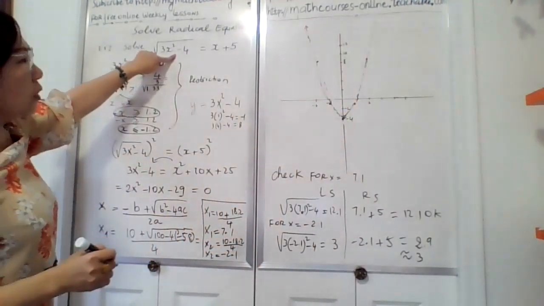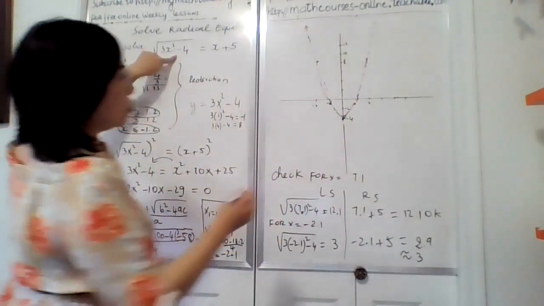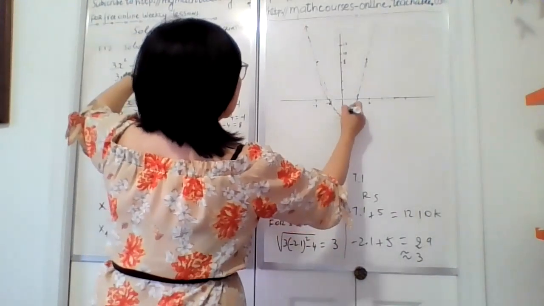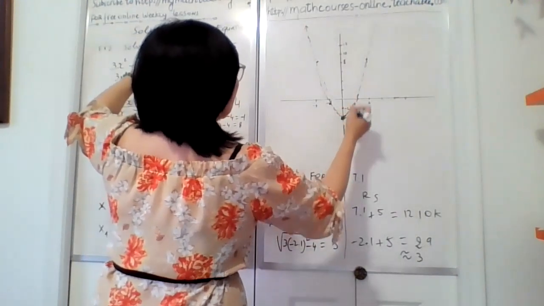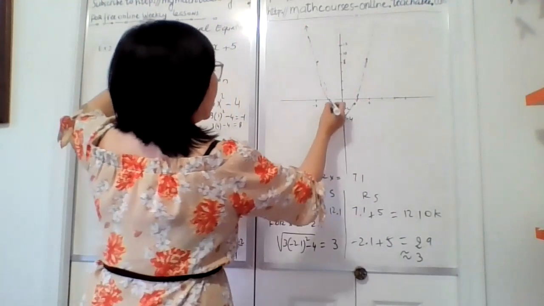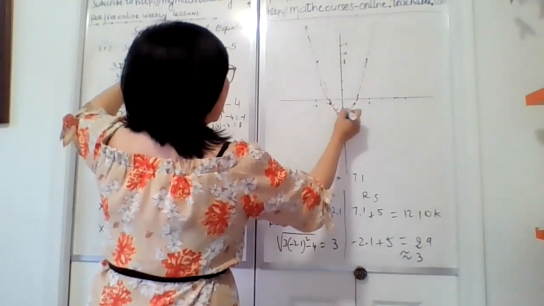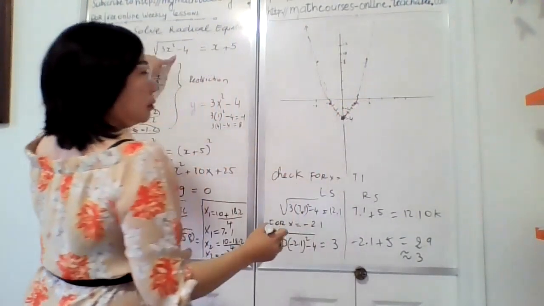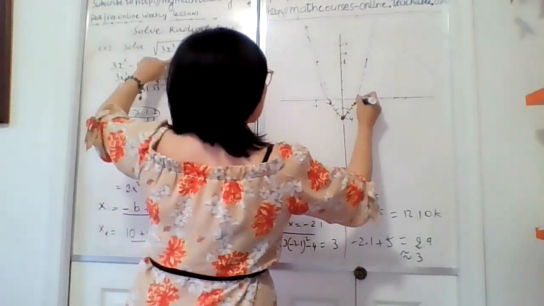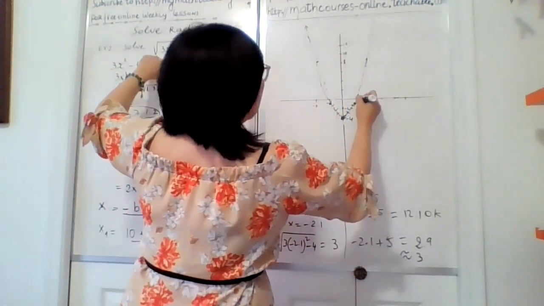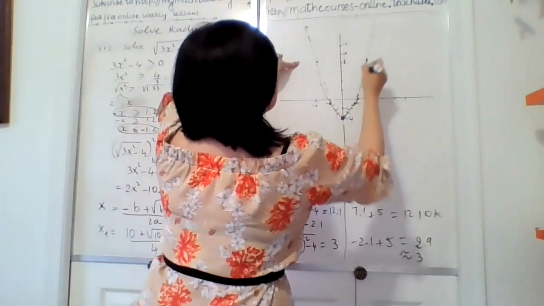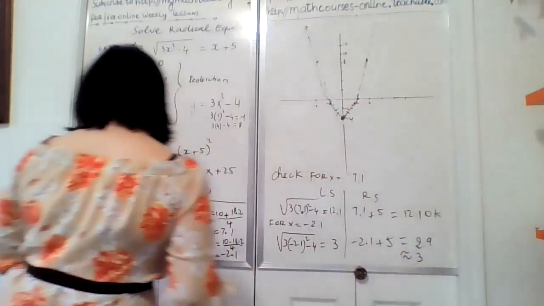However, we take the square root of this parabola. The square root of negative 4, we cannot take it. So this part is not accepted, and it starts from here. So if we take the square root of the parabola, let's check what the square root looks like.